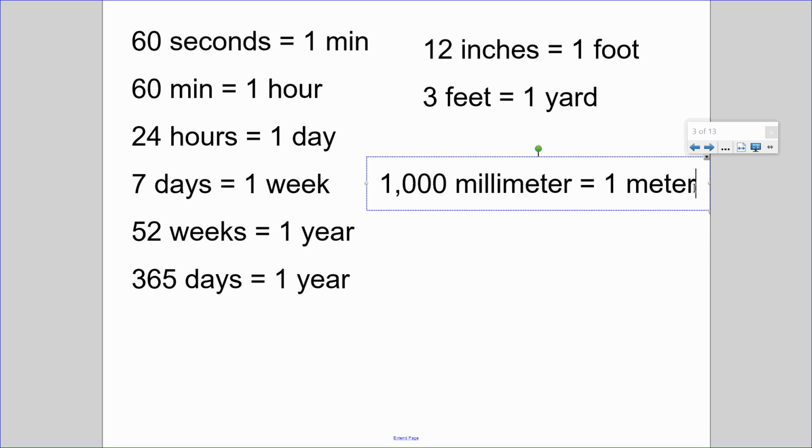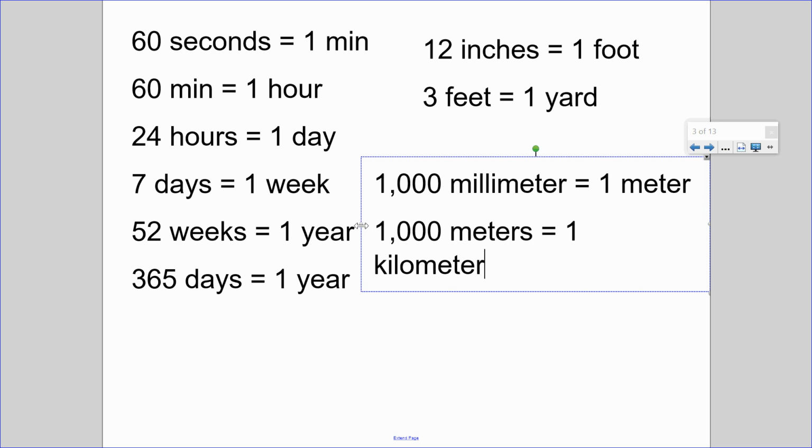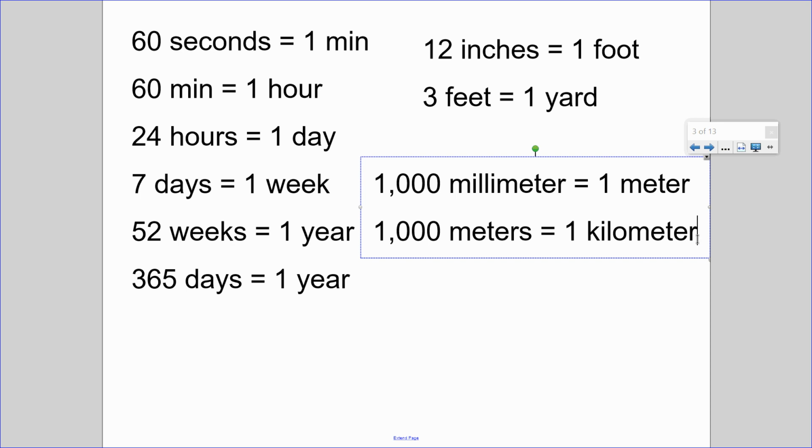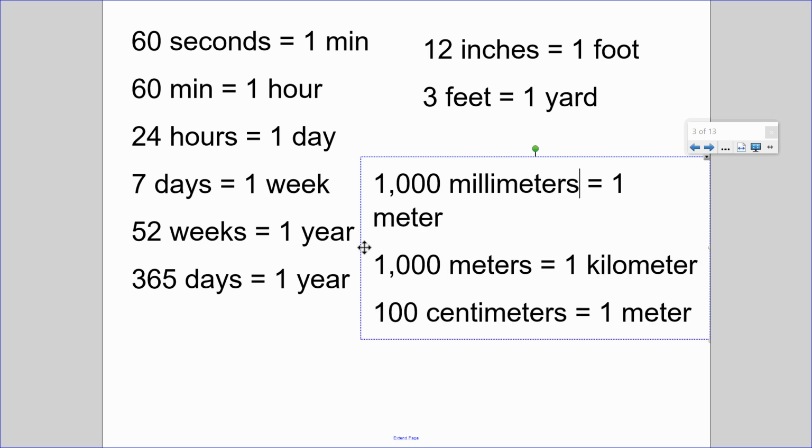You're expected to know that 1,000 meters is 1 kilometer. And again, same thing. It doesn't have to be meter. It could be liter. It could be gram. Milli is 1,000. Kilo is 1,000. You need to know that there are 100 centimeters in 1 meter. Again, it could be centiliters, it could be centigrams, but those are the main ones that you're expected to know. And that's really what comes up the most.